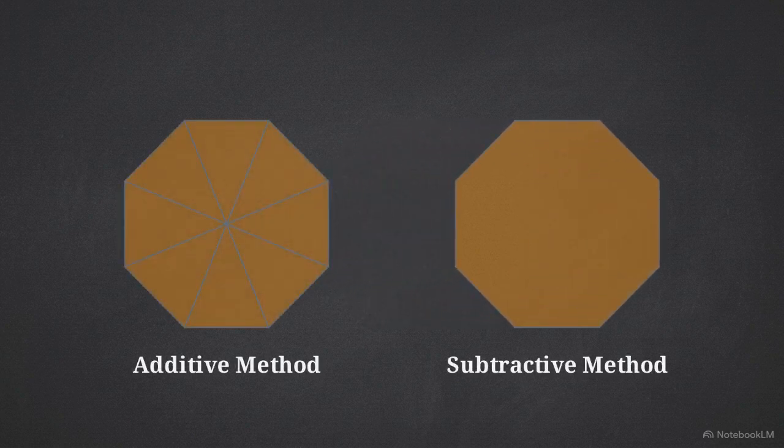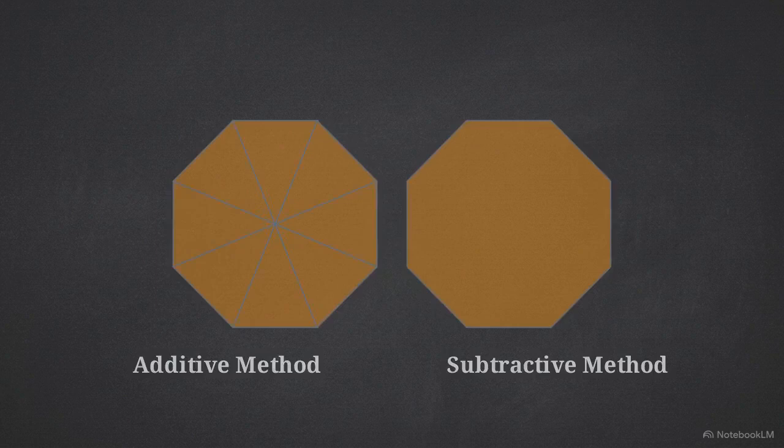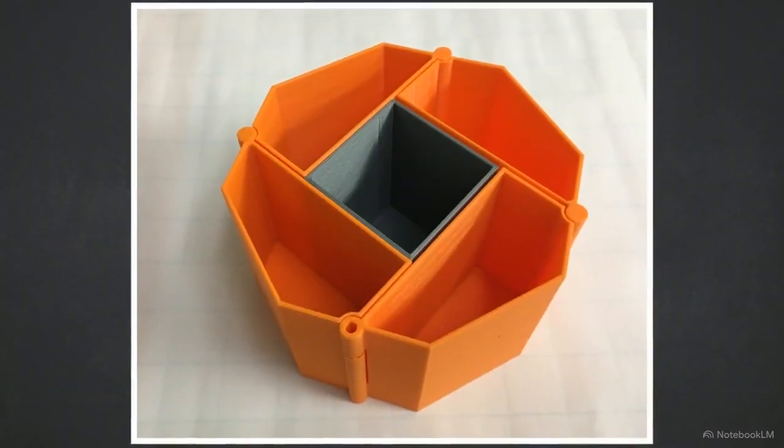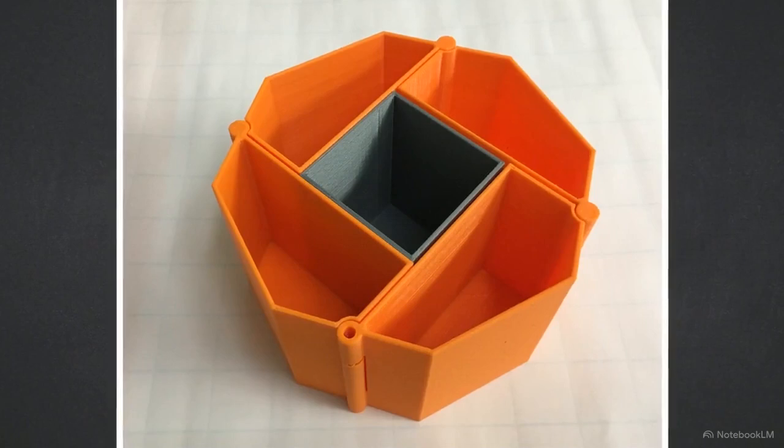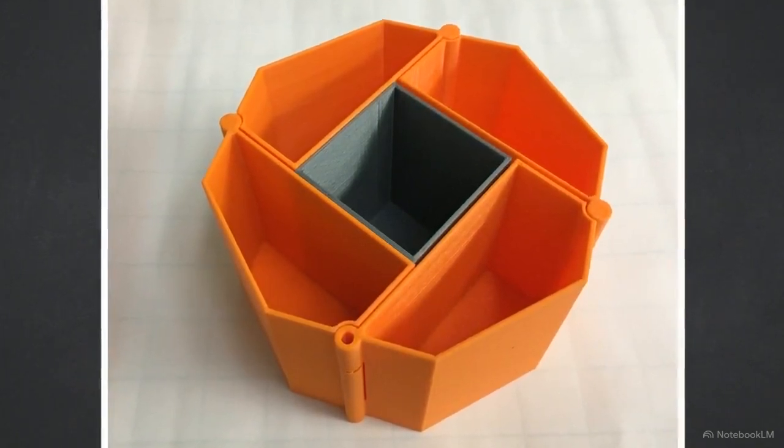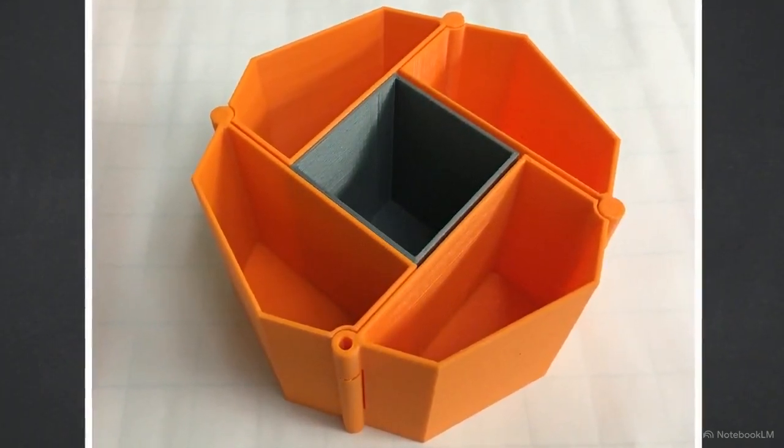Mathematics is robust because it provides multiple logical paths. Building the area from the center triangles or subtracting from an external square leads to the same structural truth. This 3D printed caddy translates these abstract constraints into a physical object. Its design is dictated by the geometry of the octagon.